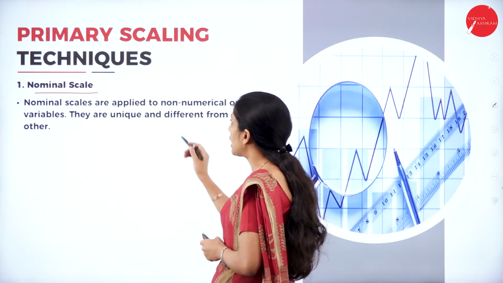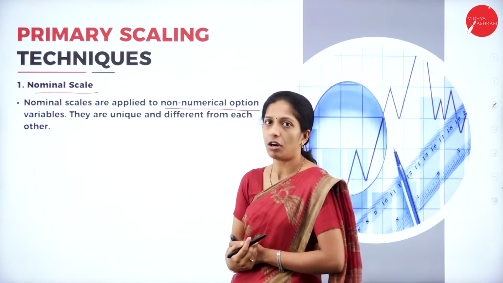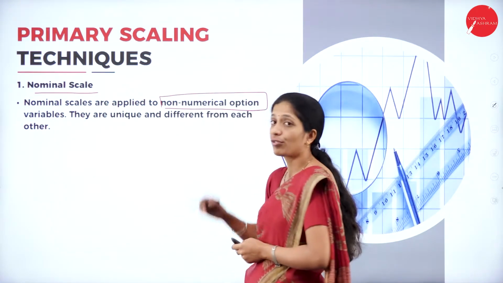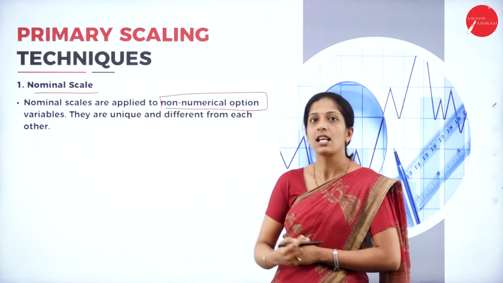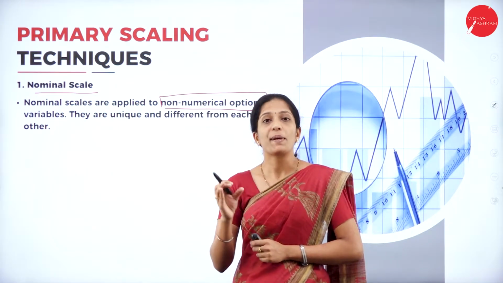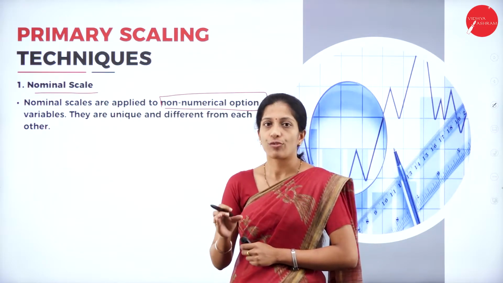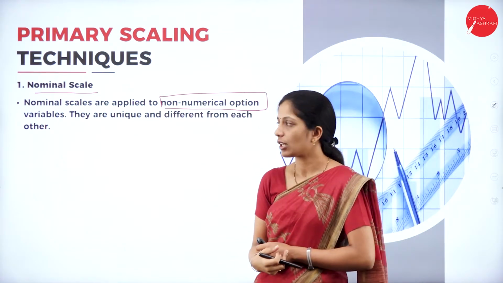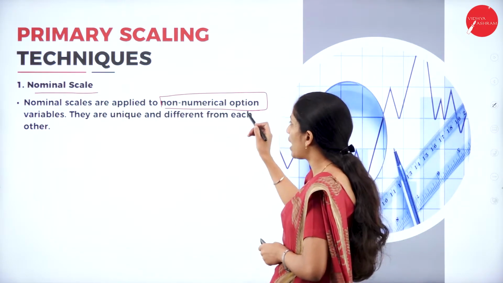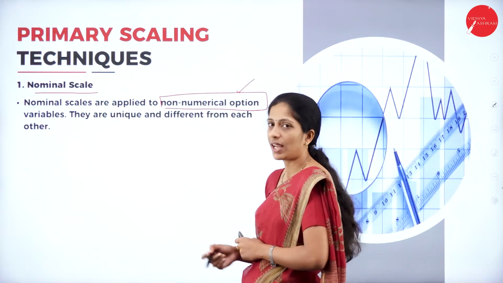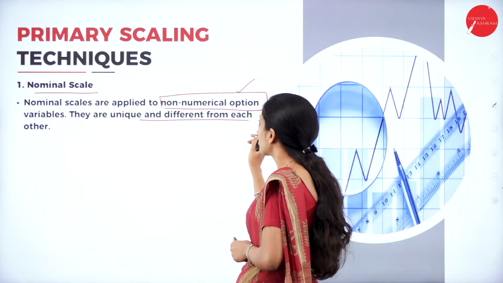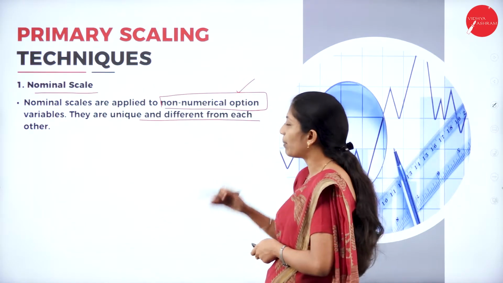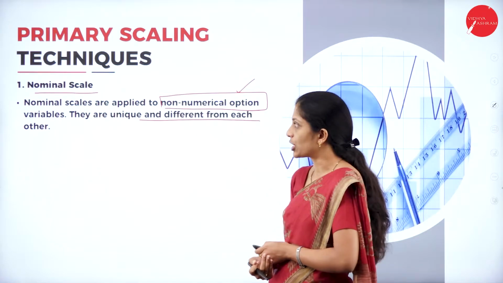So nominal scales are applied to non-numerical options. Remember this: nominal scales are used for non-numerical variables, in the sense that they cannot be measured in terms of numbers. For that type of research activity, nominal scale is used. They are unique and different from each other, and they are mainly applied for non-numerical options.